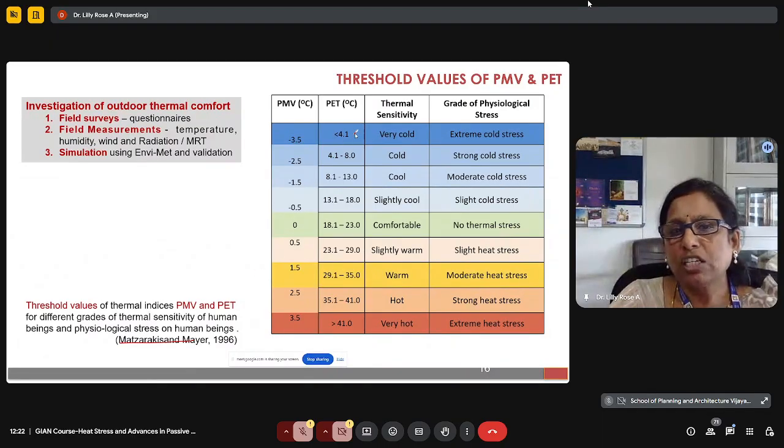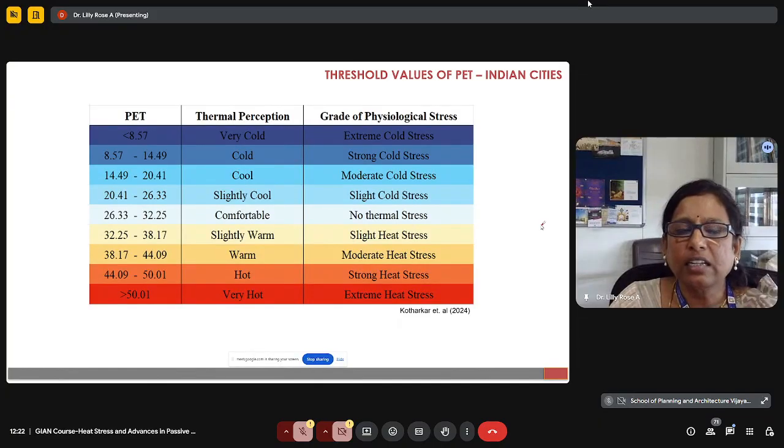Basically, here it ranges from less than 4 to 41 degrees Celsius. Anything beyond 41 degrees Celsius is termed as extreme heat stress. Anything less than 8 degrees Celsius is termed as strong cold stress. Generally, 18 to 23 is defined as the comfortable range, but this would differ for Indian cities. This is a study that has been done by Kodarkar, wherein comfortable ranges have been defined for Indian cities, where we feel extremely hot, especially in the tropics.